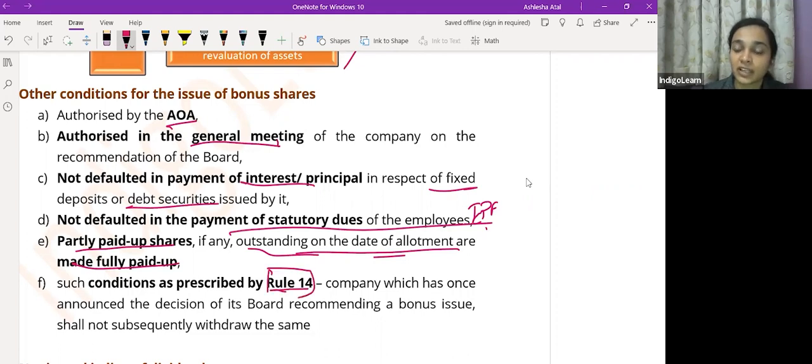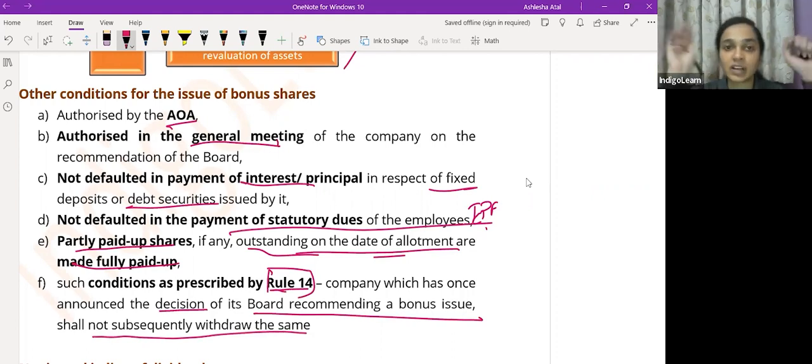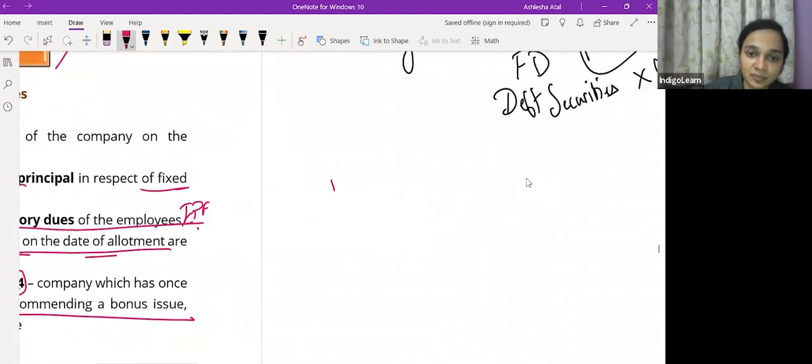Rule 14 क्या बोलता है? The company which has once announced the decision of its board recommending a bonus issue shall not subsequently withdraw the same. अगर एक बार कंपनी ने अनाउंस कर दिया ना bonus issue, कंपनी बाद में उसको withdraw नहीं कर सकती. And also say for example, company has declared a dividend.